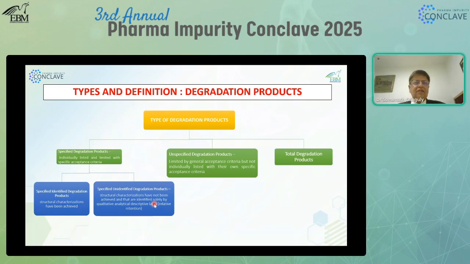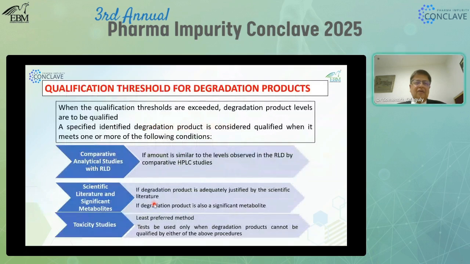Okay. These are the types, and this is important, because if you see our specification and regulatory queries, this is a very quick snapshot, but this understanding is very much required. Now, the qualification of the degradation product. How will I justify the qualification? When a qualification threshold is exceeded, the degradation product levels are to be qualified. So these are the processes.